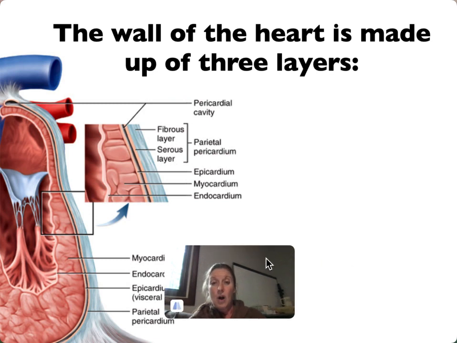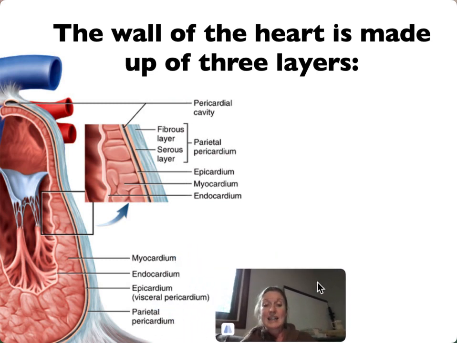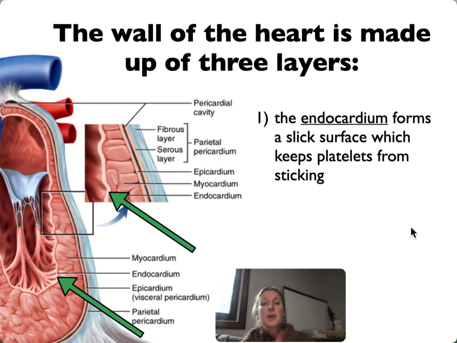Now, the heart wall is made up of 3 layers. The first, the innermost layer, which you can see in this light band here and in this more magnified image right here, is called the endocardium. Now, the endocardium forms a slick surface. Imagine like Teflon on a pan, a slick surface that keeps platelets from catching on anything rough and causing a clot to form.